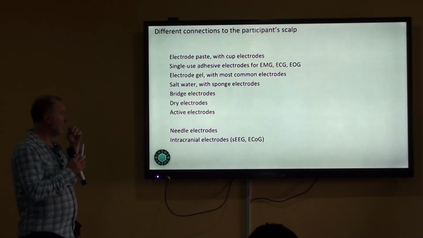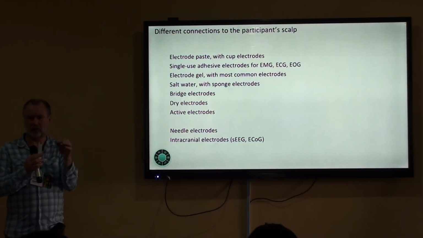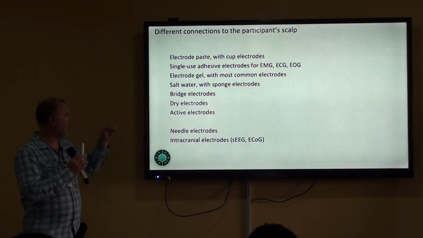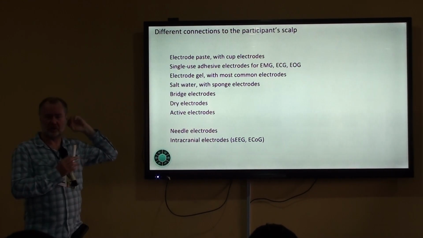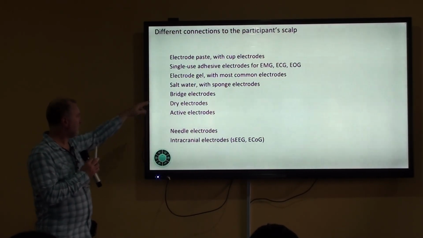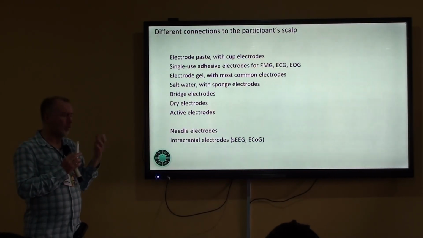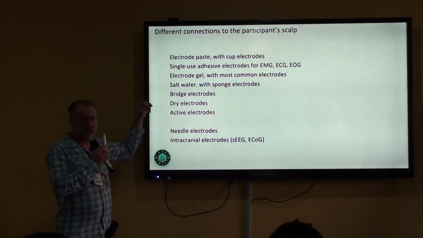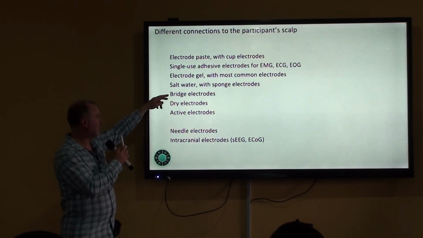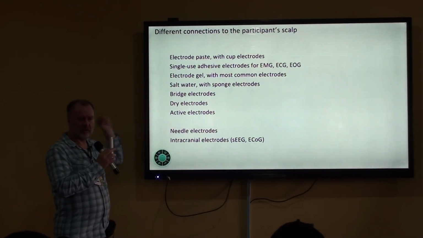Yesterday we already discussed that some EEG systems use salt water sponges. So salt water also has ions, and basically the idea of all of these things is that they have ions, so they all have salt in them. So salt water with sponge electrodes is also a technique that is now getting more common. There are also other types of electrodes which are not necessarily different. So one of the electrode types is bridge electrodes, and I will show them later. Then we have dry electrodes and we have active electrodes.